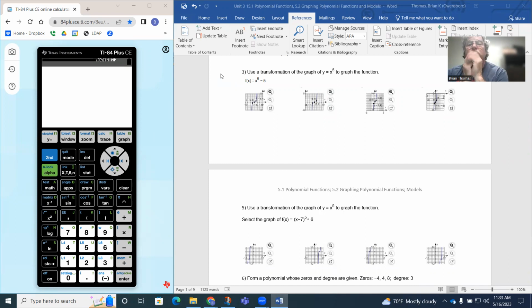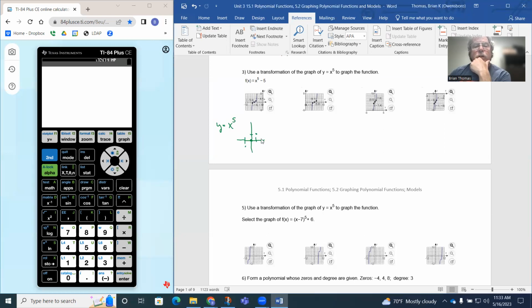So use a transformation of the graph y equals x to the fifth to graph the function. So one thing to pick up on is y equals x to the fifth is very similar to y equals x cubed. It's going to kind of be snake-like. So notice that if you put 0, 0 there, you get that. 1, 1, you get that. And -1, -1, you'd get that.